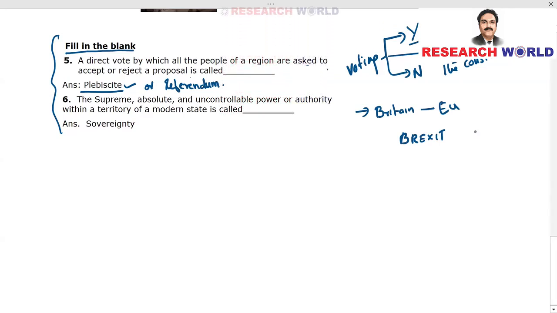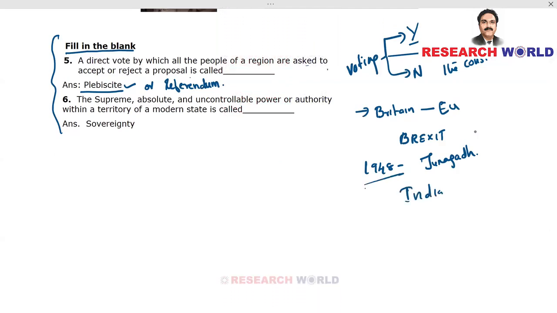Likewise, we have in India, immediately after independence in the year 1948, we conducted a plebiscite, and that plebiscite was conducted in Junagadh. Whether Junagadh wants to be a part of India or if it wants to remain as an independent kingdom. And overwhelmingly, the people of Junagadh voted for being a part of India. So we conducted plebiscite in 1948 in India, and Junagadh became part of India after this plebiscite.